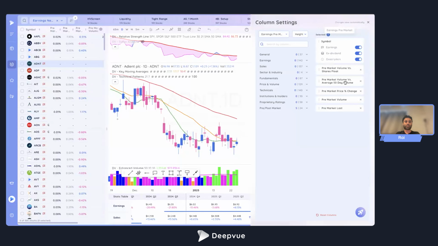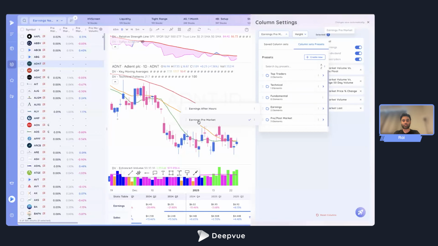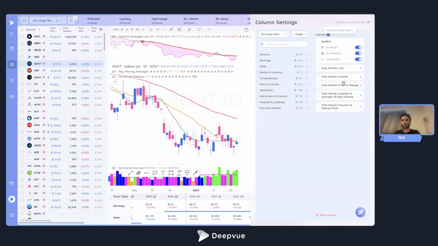And post-market volume. So if something's reporting pre-market, you want to have this column preset up, which is the earnings pre-market. And then if you're looking at your after hours watch list, you can have this one. This one tracks the post-market price, the post-market volume, the post-market price percent change, and how heavy the volume is.